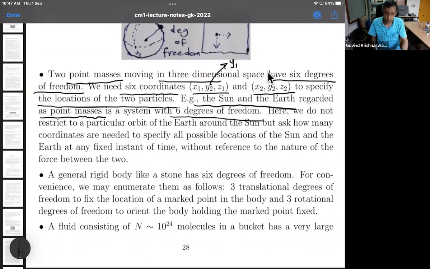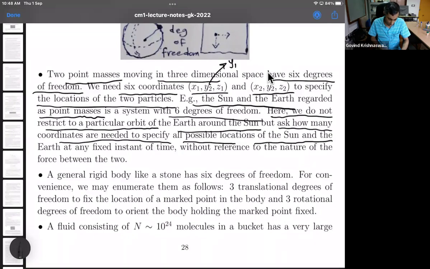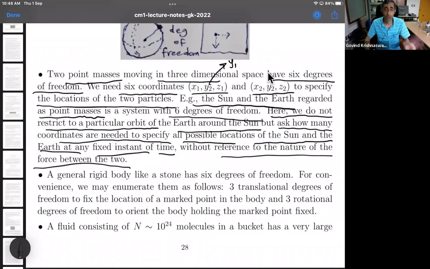So I must emphasize that in discussing degrees of freedom, we do not restrict to a particular orbit of the Earth around the Sun. I mean, you may know that the Earth goes in an elliptical orbit around the Sun or a circular orbit, but that is not relevant to identifying the number of degrees of freedom. So we simply ask how many coordinates are needed to specify all possible locations of the Sun and the Earth at any fixed instant of time, without reference to the nature of the force between the two, nor the nature of a particular orbit that one may observe. Okay, so it's a question of all possible locations of the Sun-Earth system at one instant of time.